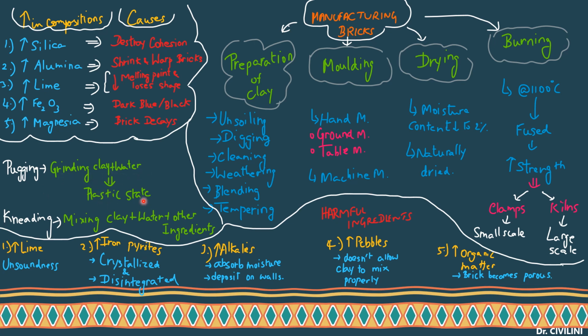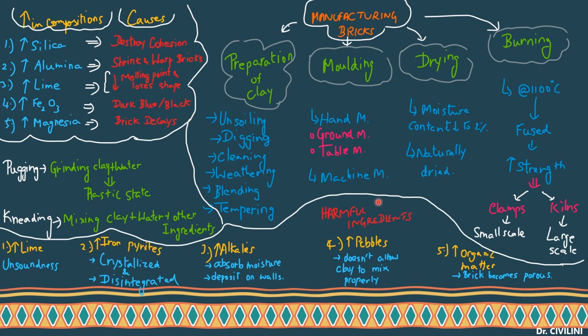That will be in the plastic state, and that you call as pugging. Next is kneading. What is meant by kneading? It is nothing but the process of mixing the clay with water and other ingredients. This is called kneading. They'll be asking this in the objective types, so I don't want you to miss these points, and I have mentioned it here.